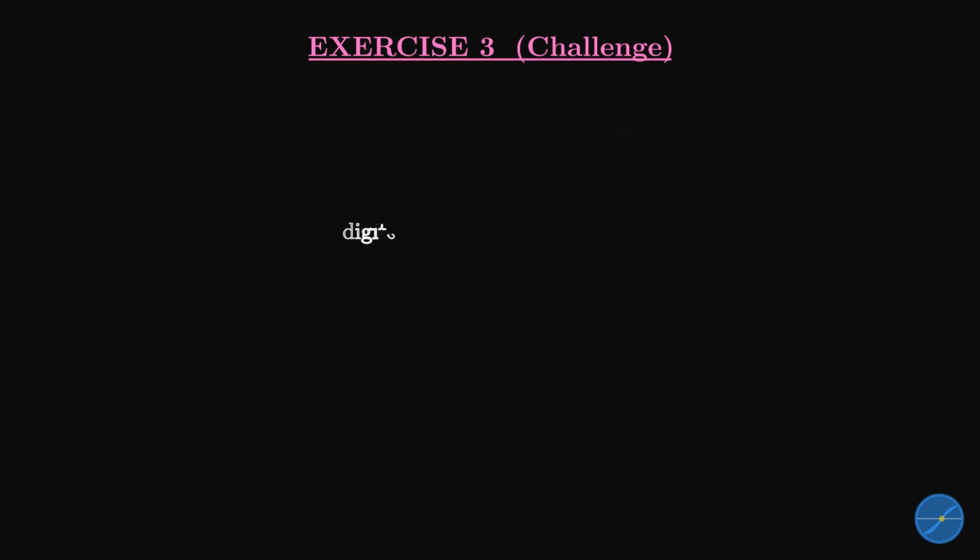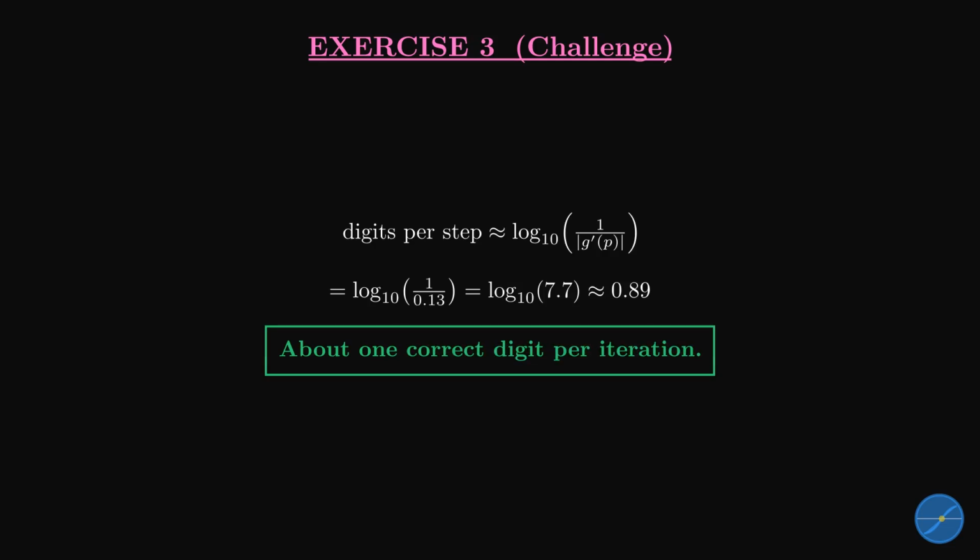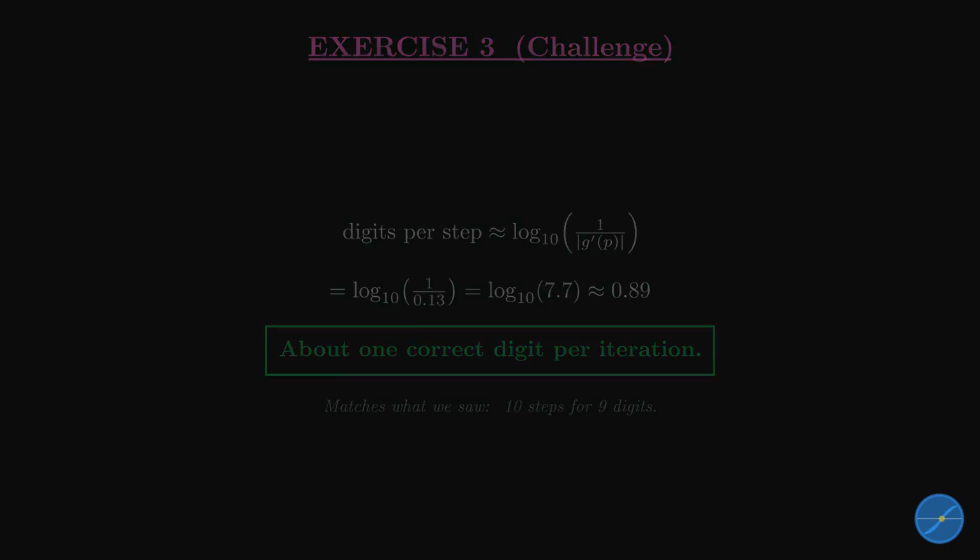Plug in: log base 10 of 1 over 0.13 is log base 10 of about 7.7, which is roughly 0.89. So you gain about one correct digit every iteration. And that matches what we saw. About 10 steps for 9 digits. And that's the fixed point iteration.